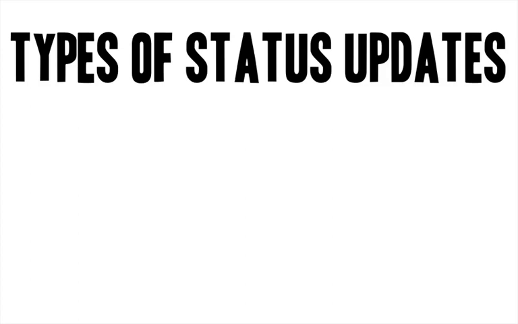So here are the different types of status updates. Number one is just plain text. And we'll show you exactly why plain text is one of the things you don't want to do, and how if you're just sharing plain text status updates, you're missing out on some big opportunities.